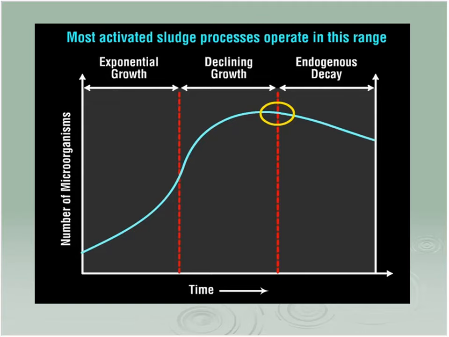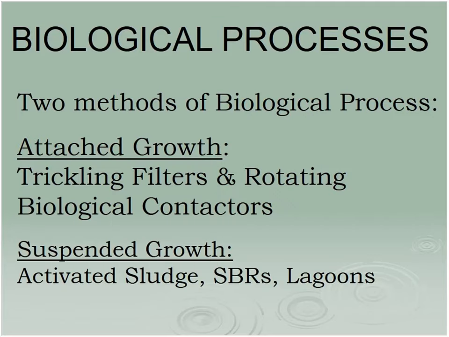Yellow circle, that's about where you want your plant to be, right about at that point there. Just enough food to do it. As I mentioned, we've got a lot of different ways of doing this process. We break it down into two basic categories, attached growth or fixed film, represented by trickling filters and rotating biological contactors, and then we have suspended growth. Activated sludge and all its iterations.